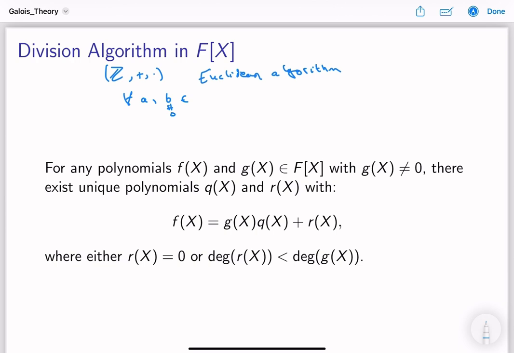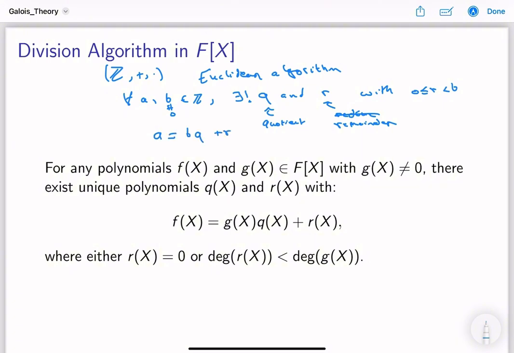is not 0, for every a, b integers, there exist unique q and r, where we call q the quotient and r the remainder, with r between 0 and less than b, such that you can divide a by b, but with a remainder. So this is what we have. This is called the division algorithm in Z.